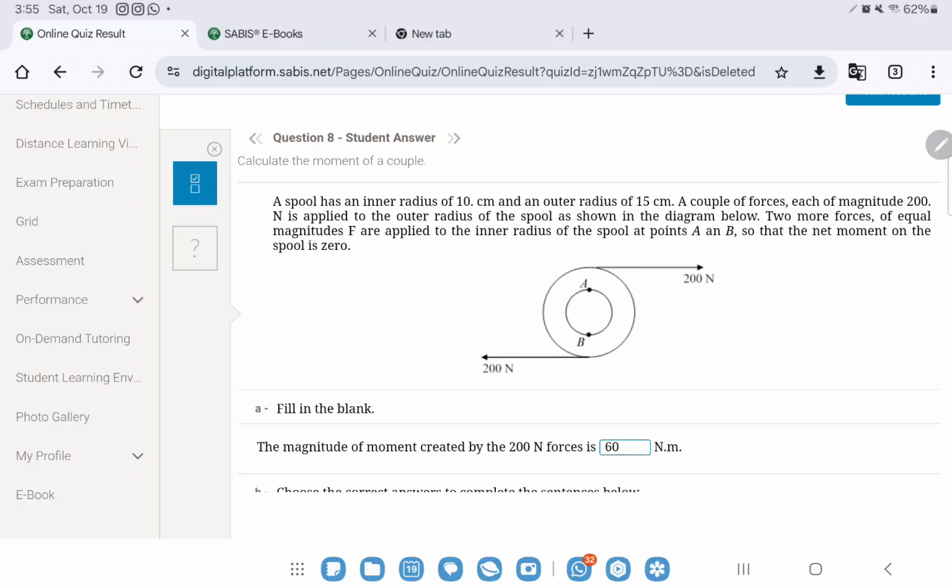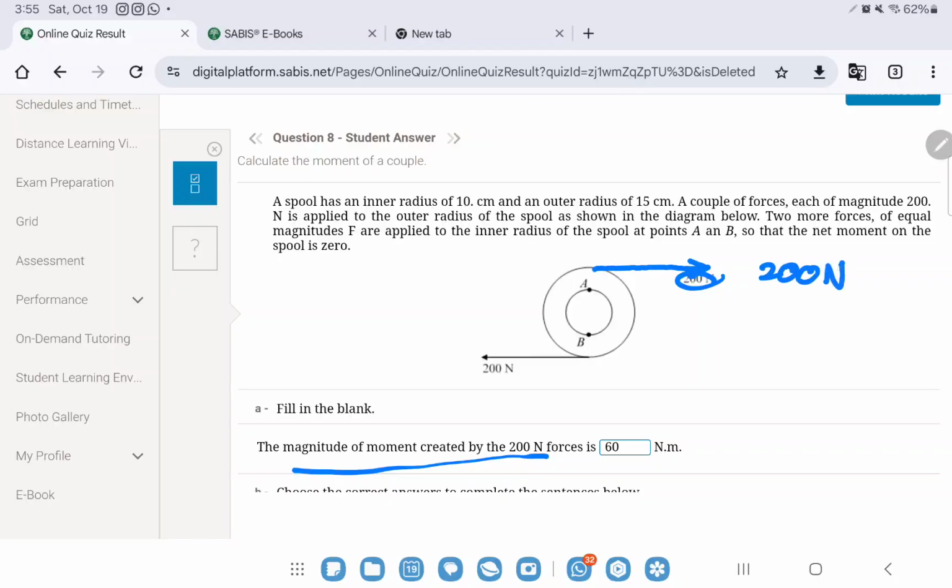Couple forces are forces that don't act around a fulcrum, but act parallel, and they have to be equal in magnitude and in opposite directions. That's how you know it's a couple force. So the magnitude created by the 200 Newton forces, we need to calculate it. Since you have to calculate a couple, you take one of the forces, any one you want. They're both the same.